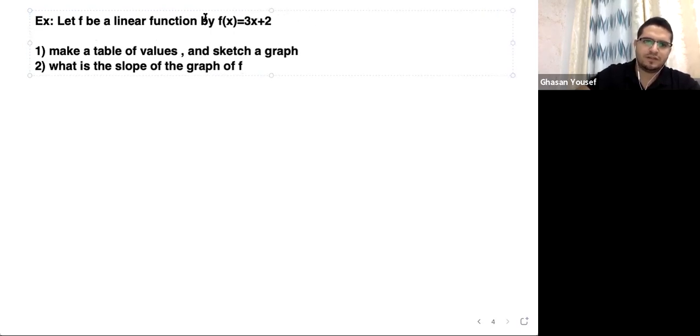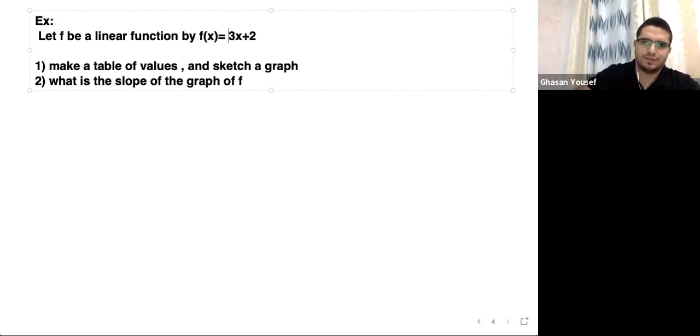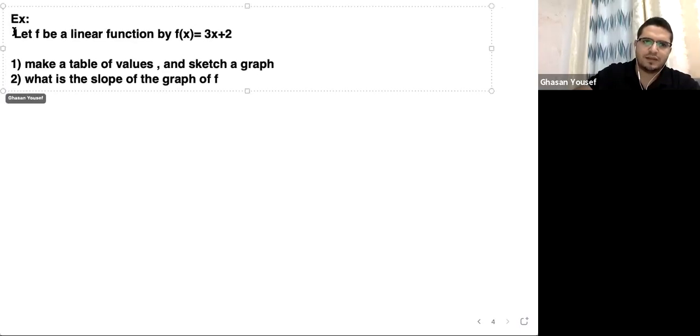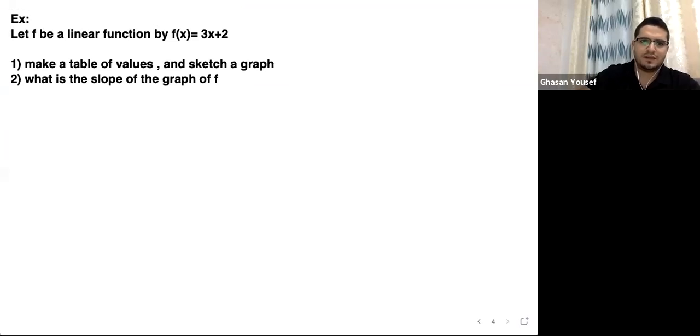So my function is f of x equals 3x plus 2. This is my function, and we have to do the first one and second one. Okay, who does the first one? I'm going to do the first one together because we have to make a small table. Here's the table.